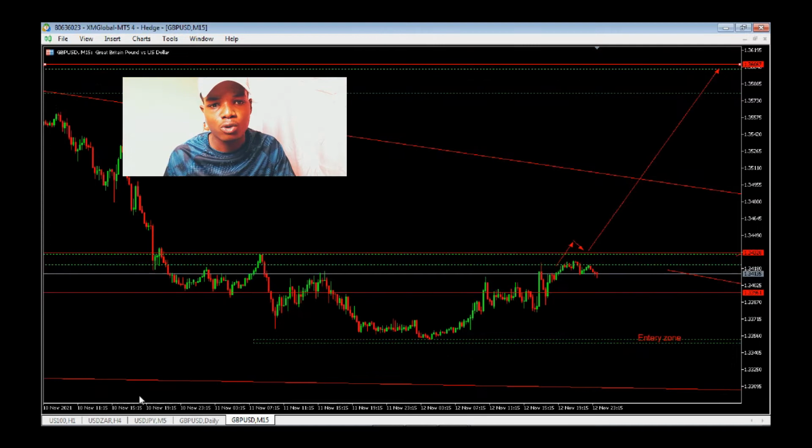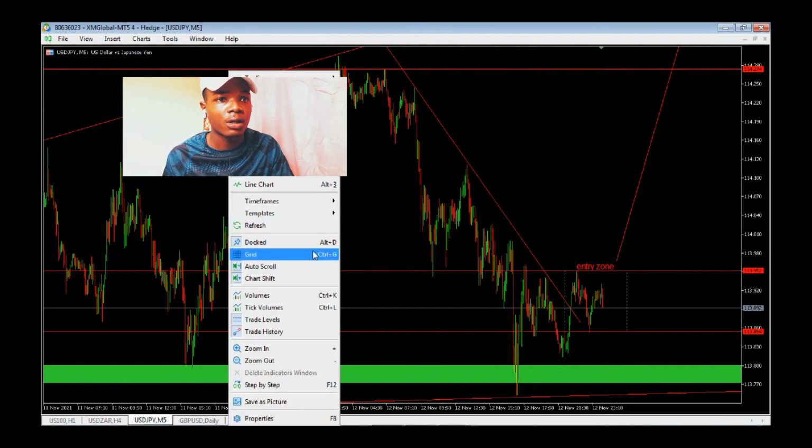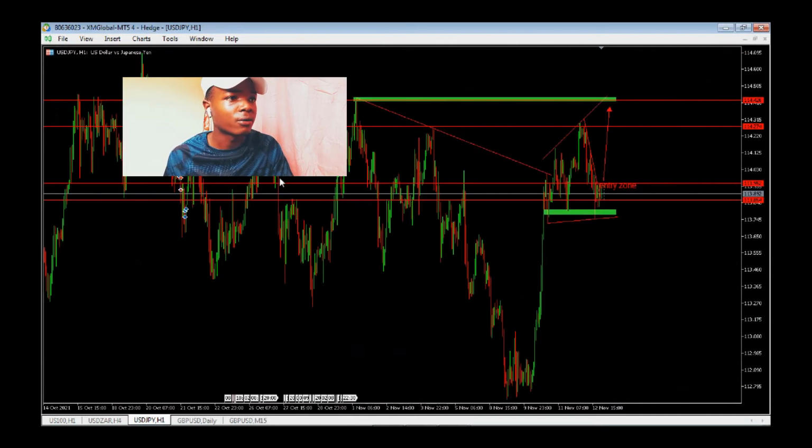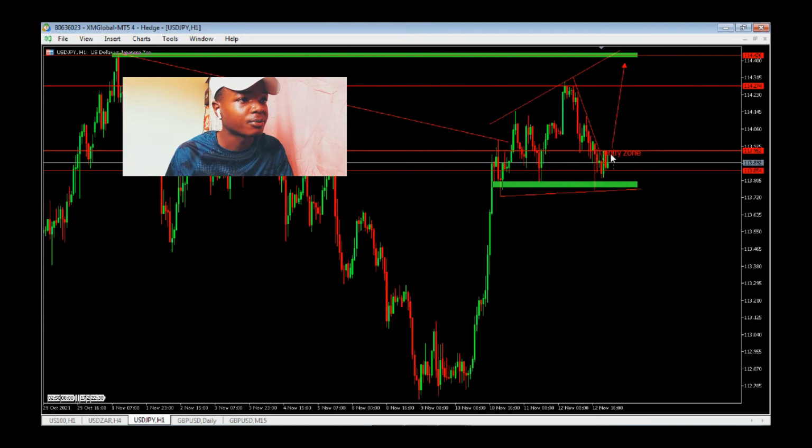So now let's go to USD JPY. For USD JPY, I saw it on the 1 hour time frame. So let me just zoom in. On the 1 hour time frame, I saw that we are currently at a support zone, as you can see. So the market came back or broke out here, came back for a retest.